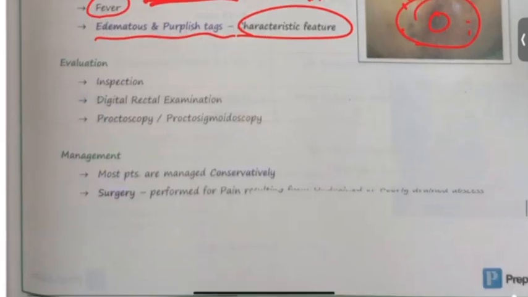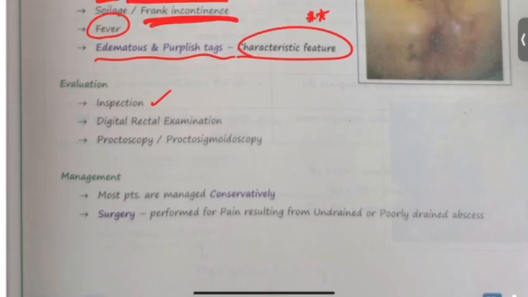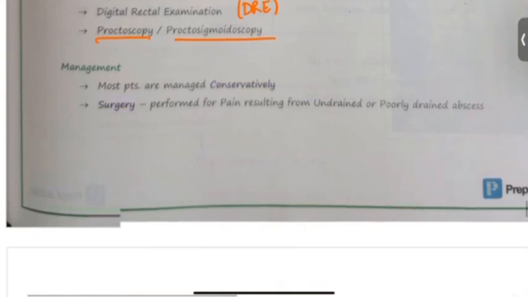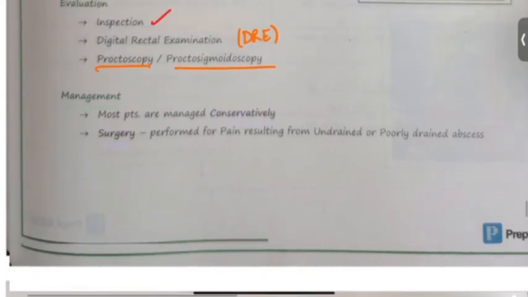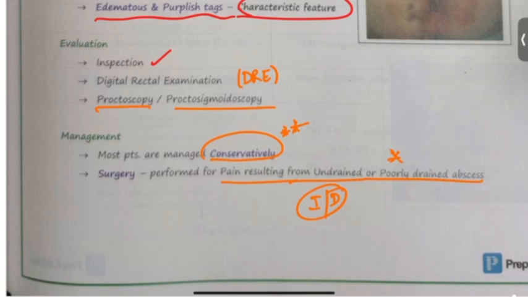Okay, so evaluation, how will we proceed with this patient? We'll go for inspection and we'll see if there is active inflammation or active fissure or fistula. Then we'll go for digital rectal examination, that is rectal examination. After that we can go for proctoscopy or proctosigmoidoscopy. So once we confirm it is anorectal Crohn's disease, then we'll manage them usually conservatively. If surgery is performed, it will be performed for pain resulting from the undrained or poorly drained abscess. So basically incision and drainage can be done in case there is severe pain.